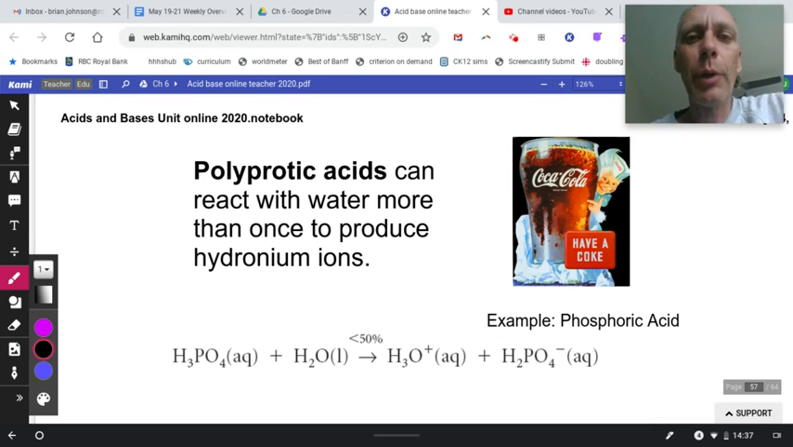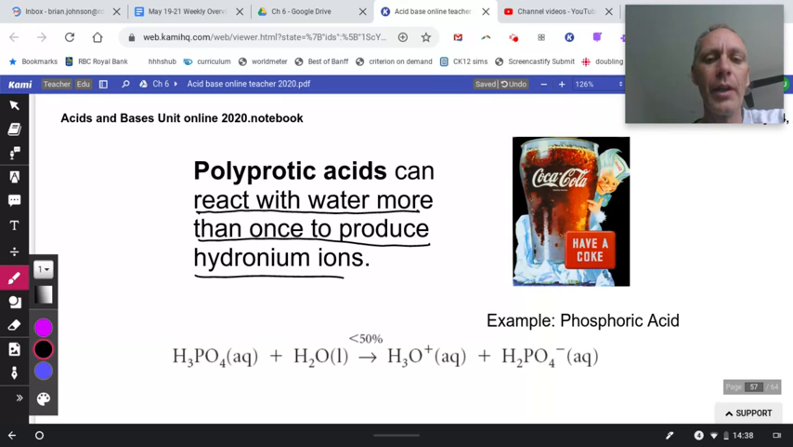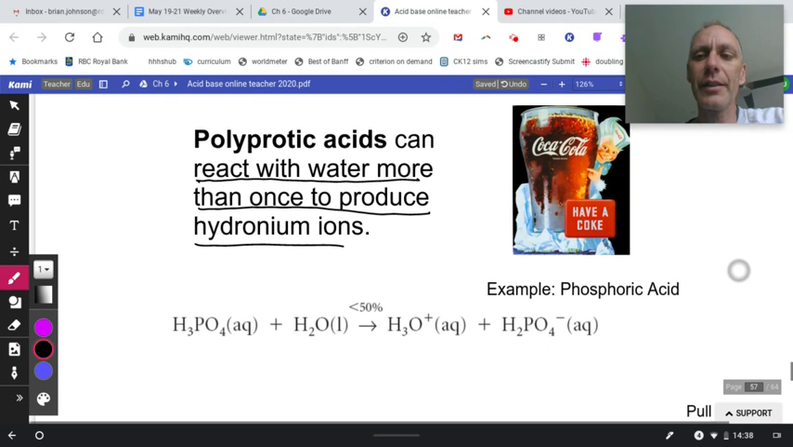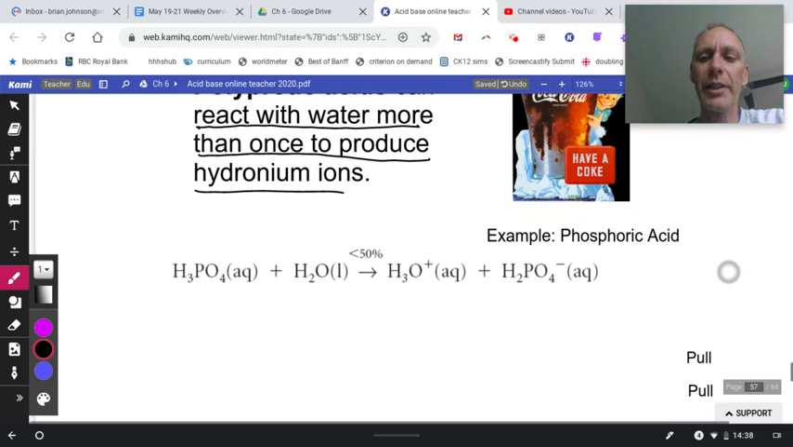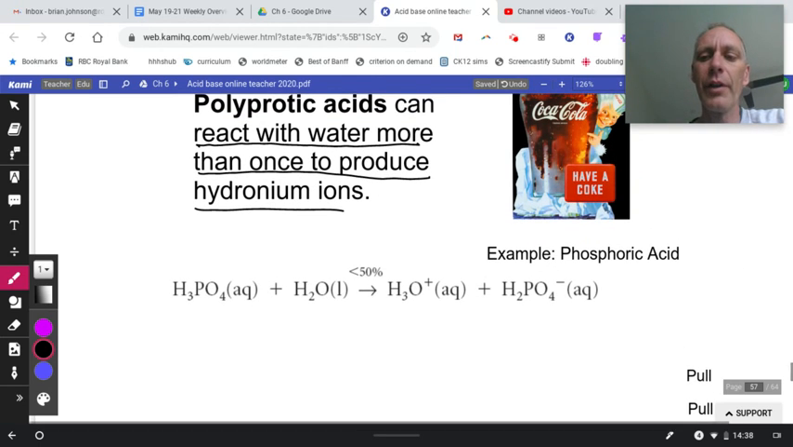So today we're going to look at polyprotic acids and bases. These are chemical compounds that, as the definition says, can react with water more than once to produce hydronium ions. So they're a little tricky, and what it means is you have successive reactions, first one and then the next and then the next. And the best way to explain it is to really look at some examples.